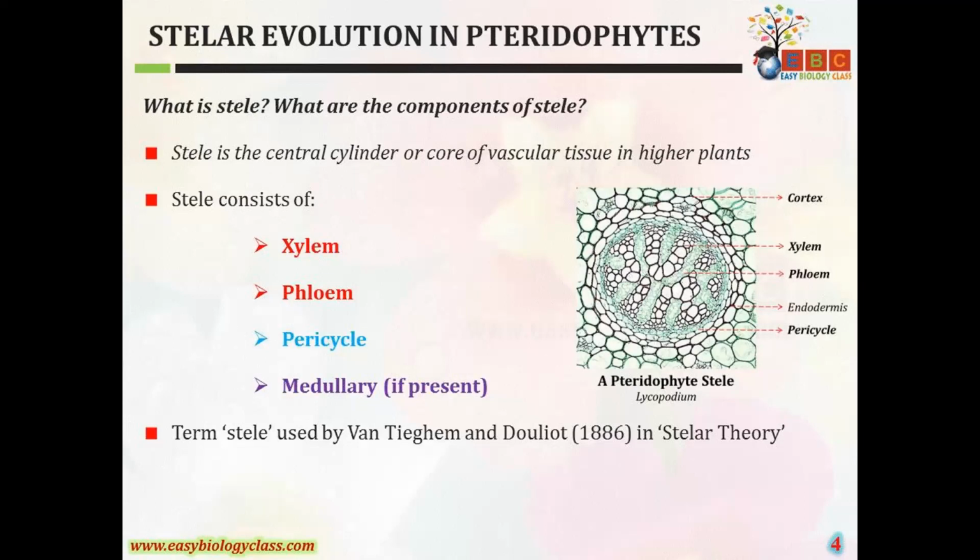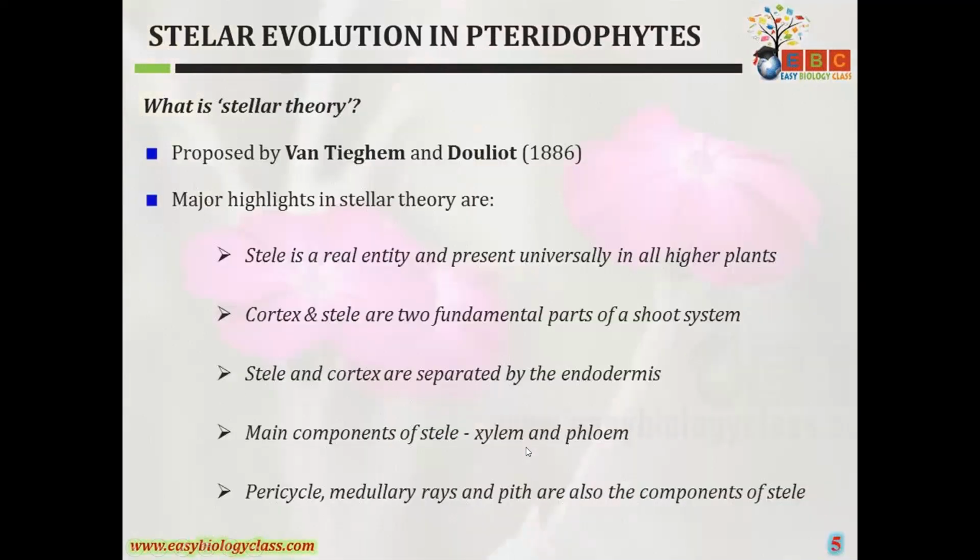So we already know that stele means the vascular bundles, the central cylinder of vascular tissue. It is called a stele. Stele means xylem, phloem, pericycle, and medullary rays if present. The term stele was used by Van Tieghem and Douliot in the stelar theory. Generally it is called vascular bundles, but the name stele was given by Van Tieghem and Douliot.